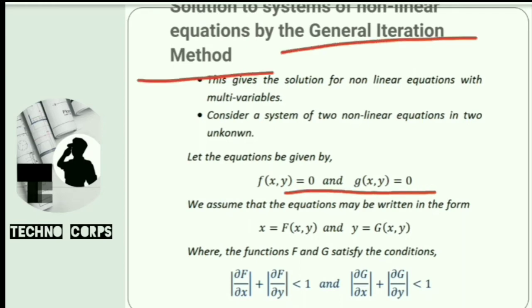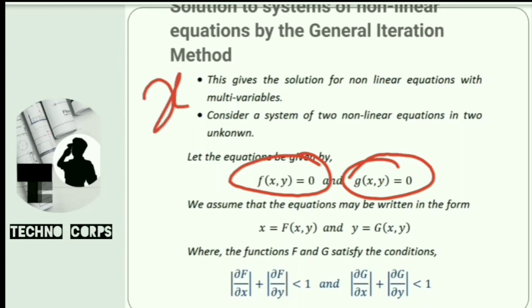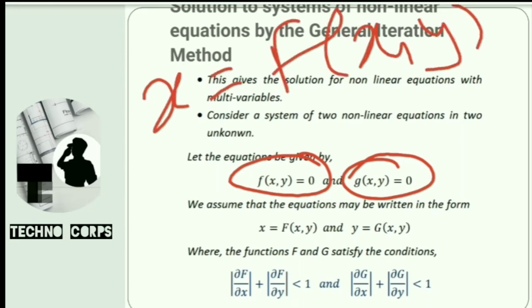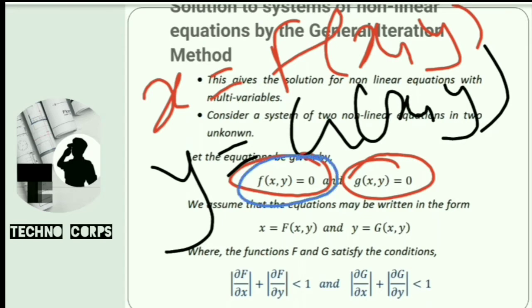So what is the procedure for the general iteration method? We have to convert the equations to a required format. What is that required format? For the f function it will be x equals some function in terms of x and y. Similarly, y equals some function in terms of x and y. We have to convert the given equations into this format. Similarly for y, you have to convert the second function into this format. How to do that? We have thoroughly covered it in the general iterative method topic.